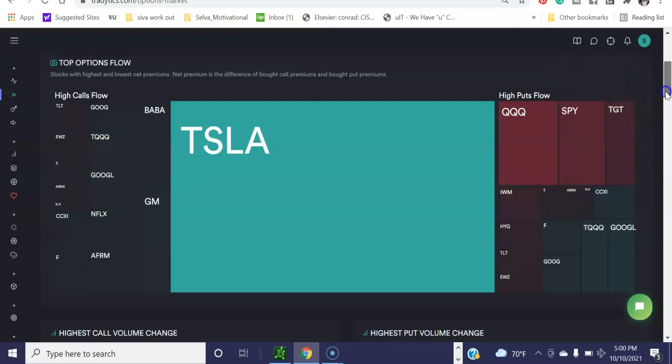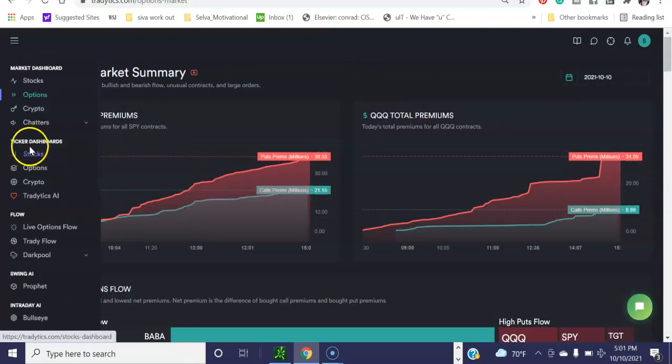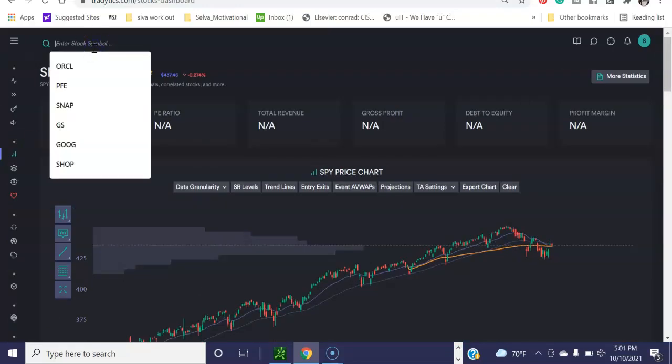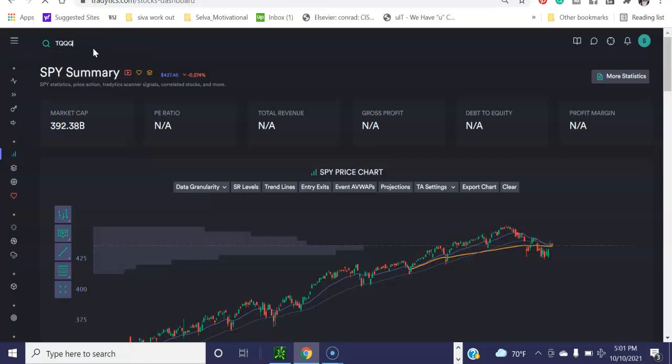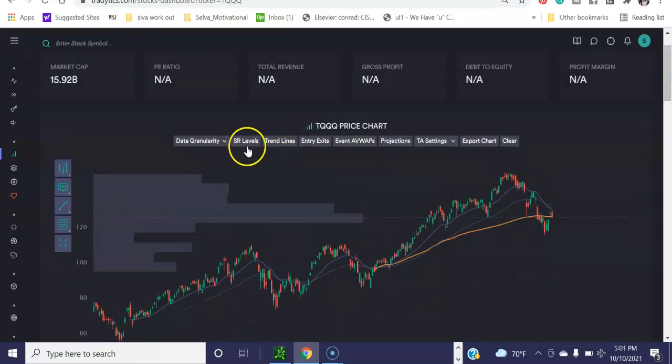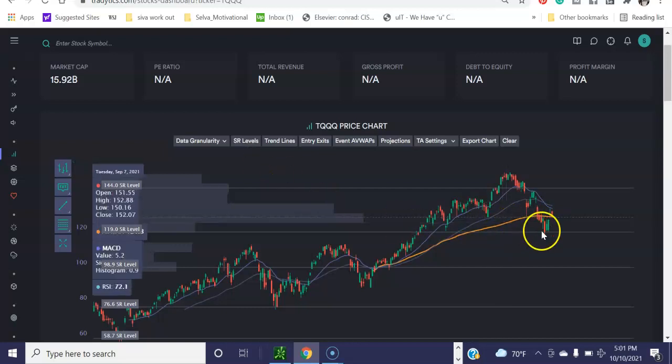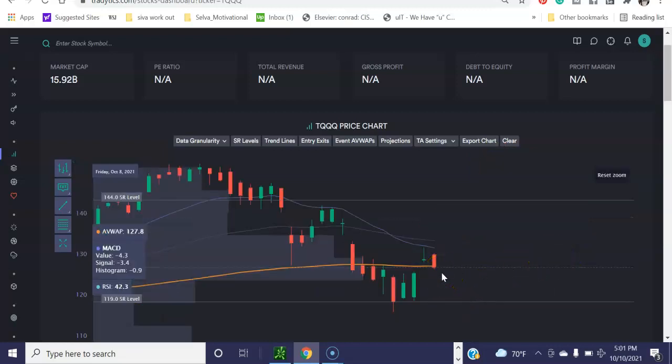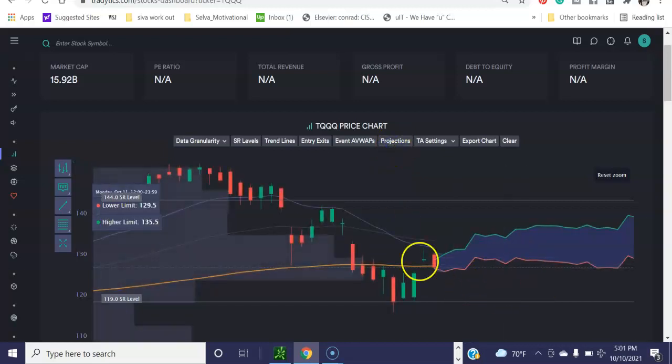Okay, let's look at the first stock, which will be TQQ. Technically, if you look at the stock and the support resistance level, it's at support, just bounced back to the VWAP. So the next stop will be the higher level. Let's look at the projections. It's projecting sideways to higher.